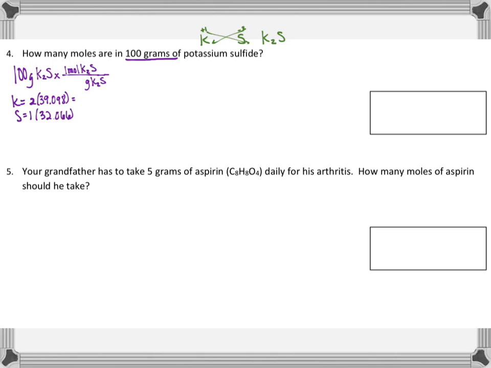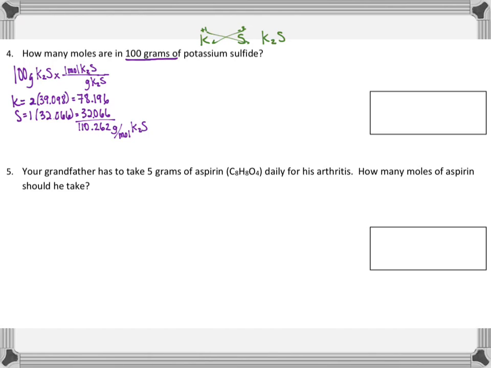Okay, again, I'm going to be multiplying 39.098 times 2 gives me 78.196. I only have 1 sulfur, so I just transfer this number over. So I add them together. And my total is 110.262. Again, my unit will be grams per mole, and I'm talking about potassium sulfide.